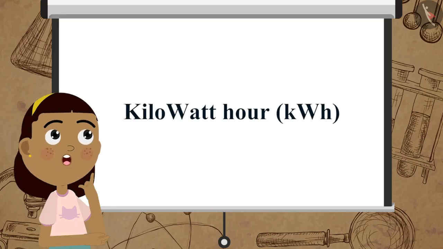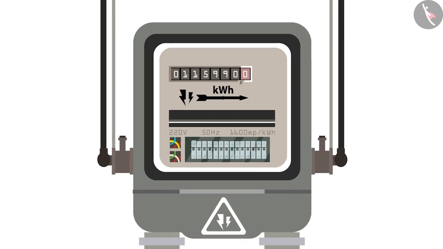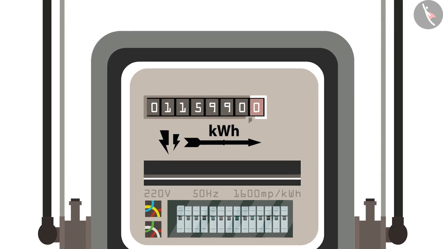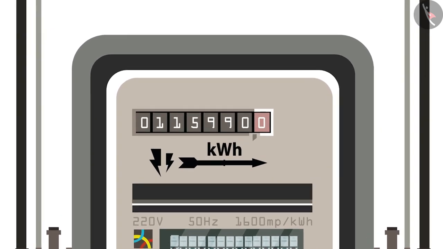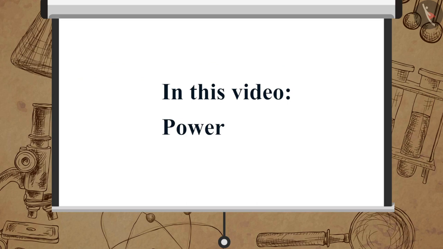Let us take a simple example to understand the usage of the unit kilowatt hour. Take a look at the electricity meter in your house. Observe it closely. Take the readings of the meter at 6 a.m. and 6 p.m. for a few days. How much energy is consumed by your family during the daytime and during the nighttime? In this video, we learned about power.